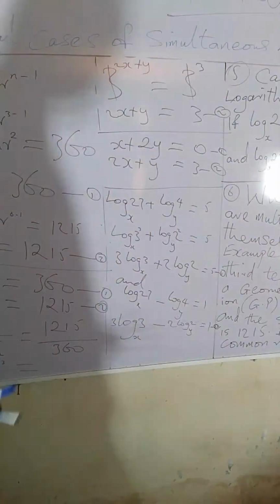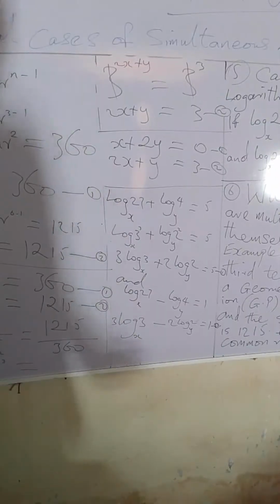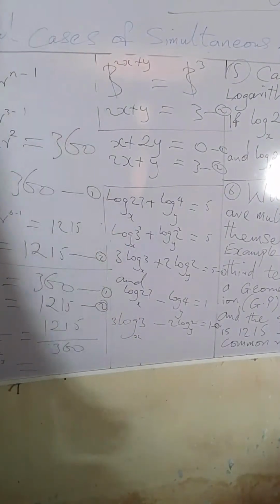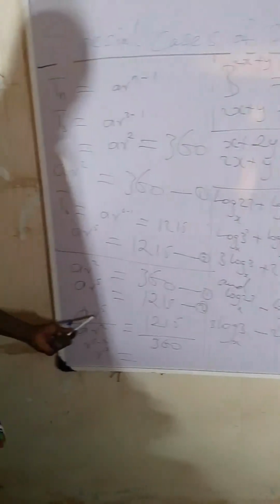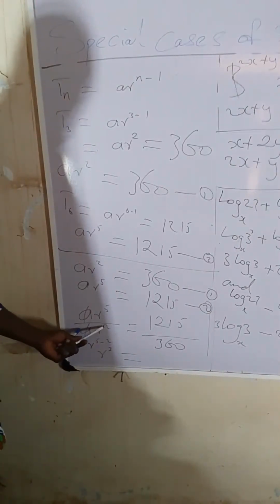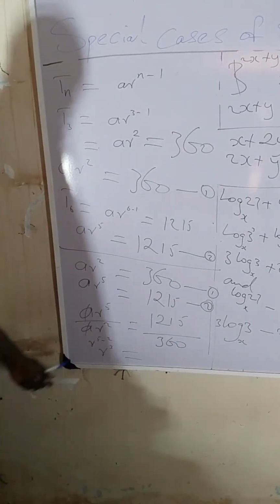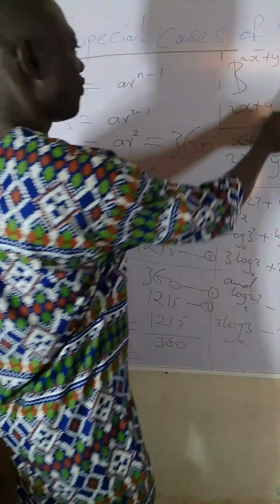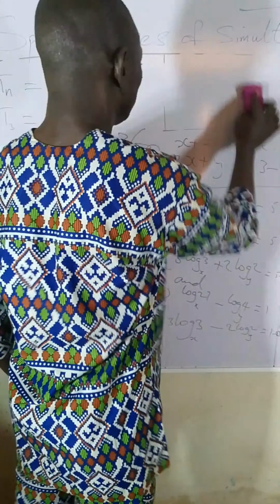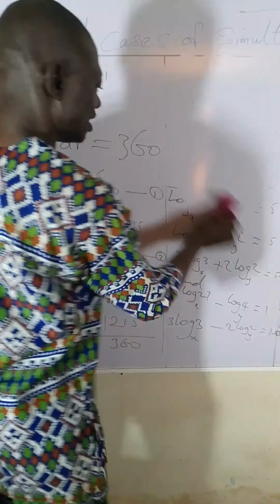We can reduce it to the lowest term before we know what we're actually going to say. I hope you understand what is happening here. R raised to the power 5 is divided by R raised to the power 2. That means we can use the laws of indices and say 5 minus 2, which is 3. So let us find the value we are going to get on the right hand side.